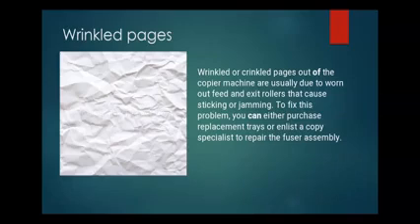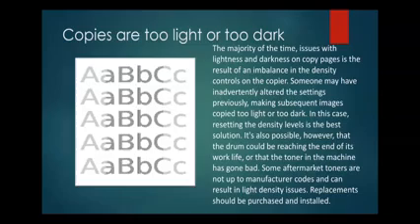Wrinkled pages. Wrinkled pages out of the copier machine are usually due to worn out feed and exit rollers that cause sticking or jamming. To fix the problem, you can either purchase replacement trays or enlist a copy specialist to repair the fuser assembly.